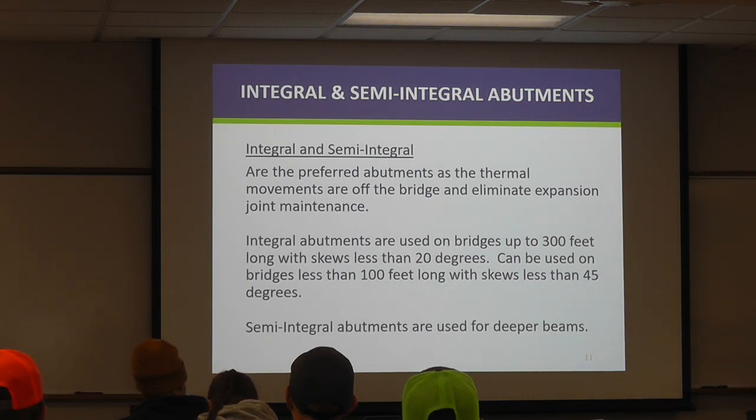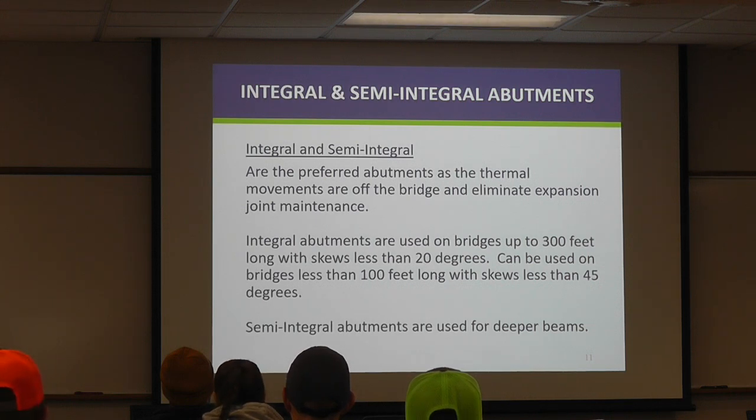So some of the criteria: integral abutments are used on bridges up to 300 feet long, with skews less than 20 degrees. So you can see that's a lot of the bridge population that we're going to have in the state. 300 feet gets you across highway intersections. It gets you over a lot of little streams. So a lot of abutments now are going to be integral. The semi-integral can be used on bridges less than 100 feet long, with skews less than 45 degrees, so a high skew would be something that works. If we have deeper beams, we can still use integral, but we would use the semi-integral type.